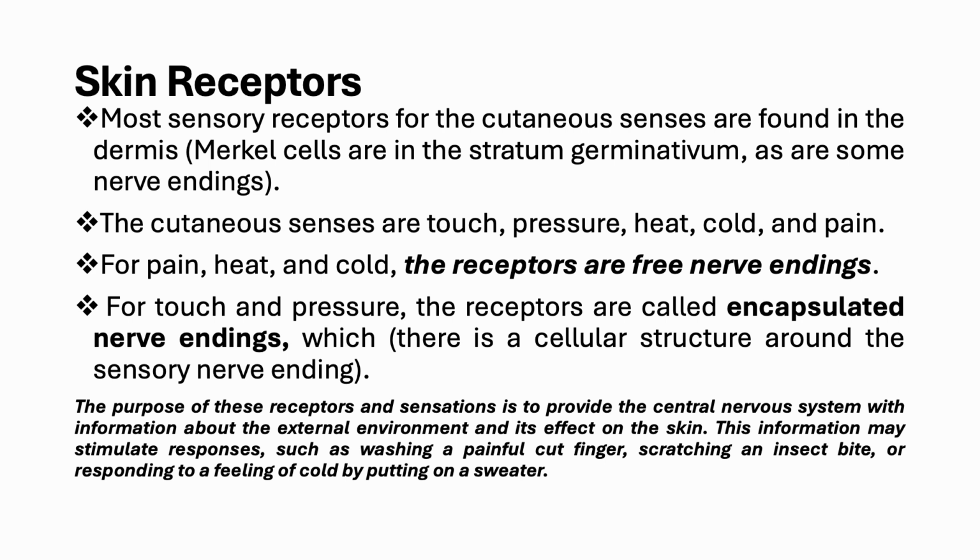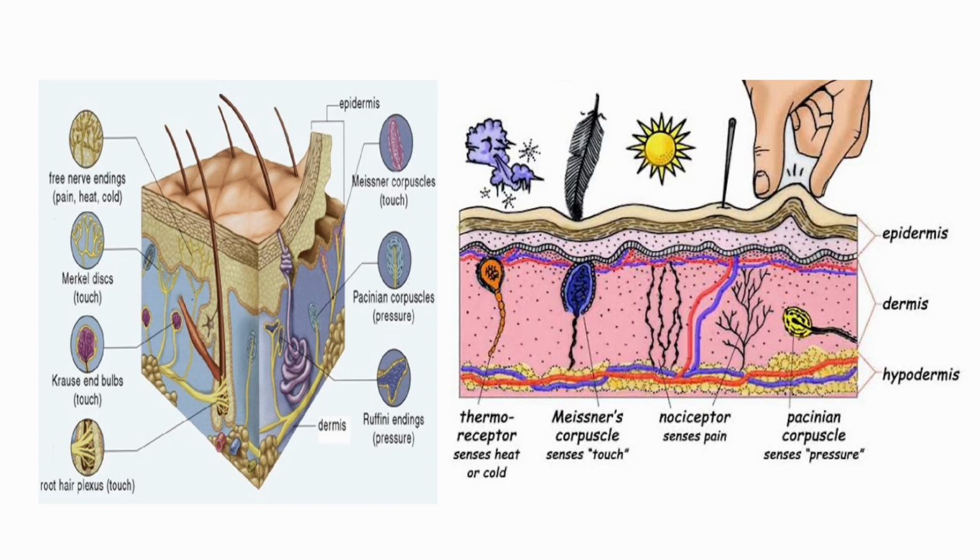The purpose of these receptors and sensation is to provide the central nervous system with information about the external environment and its effect on the skin. This information may stimulate responses such as scratching an insect bite, or responding to a feeling of cold by putting on a sweater. So they have different impulses transmitted to the brain and sensation.